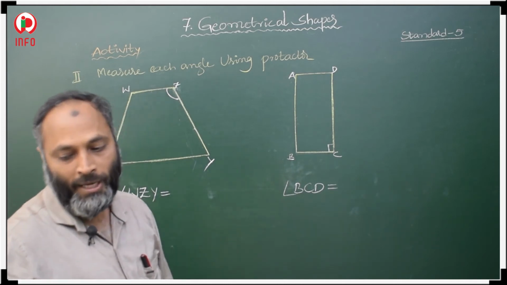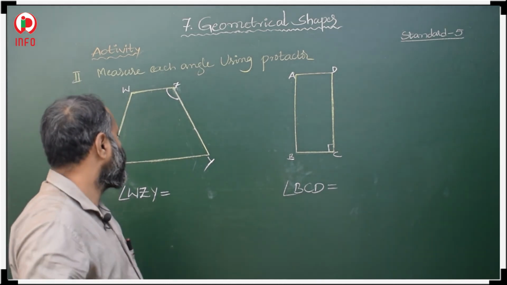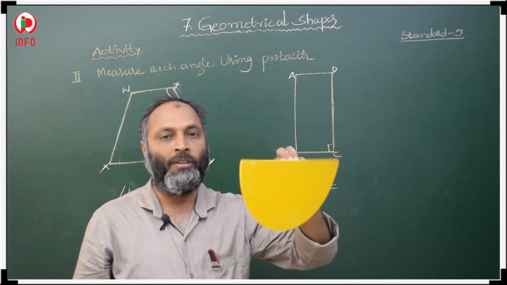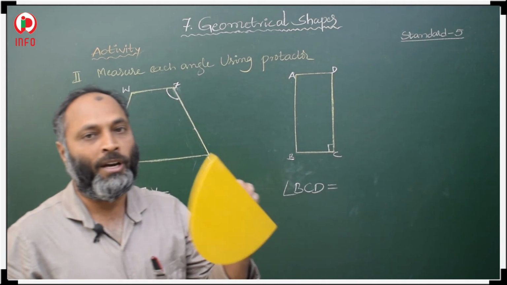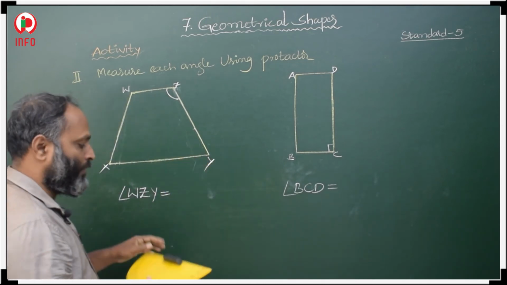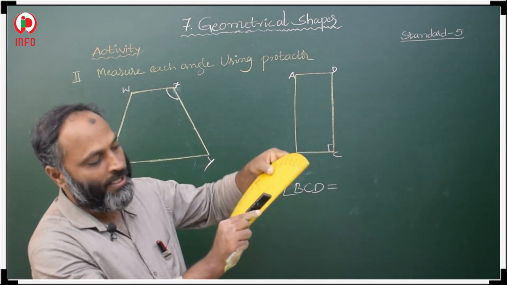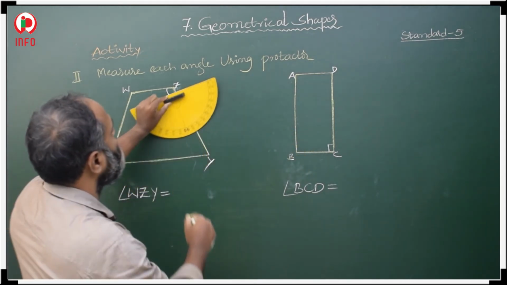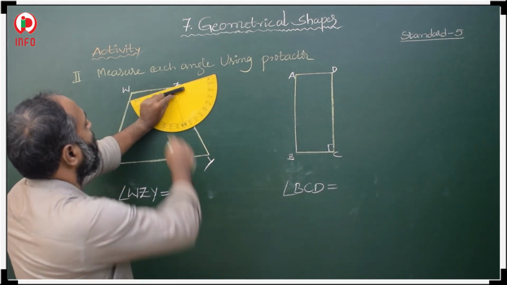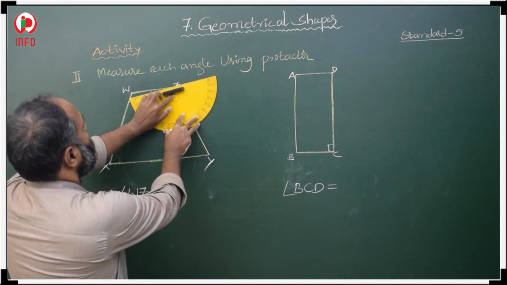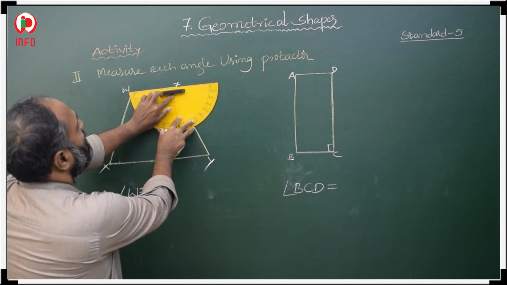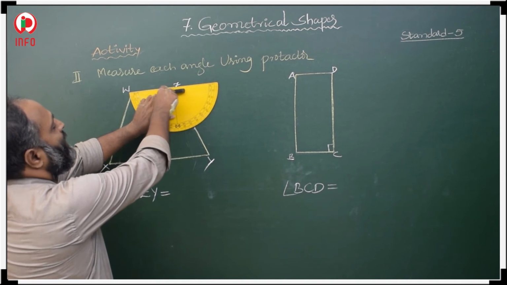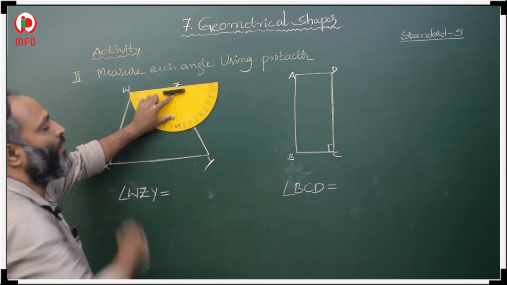Then how to find angle Z and angle C using a protractor? This is the protractor. Using the protractor we have to find the angle. So this is the intersection point. We have to keep that intersection point on Z, and this straight line should coincide with WZ.